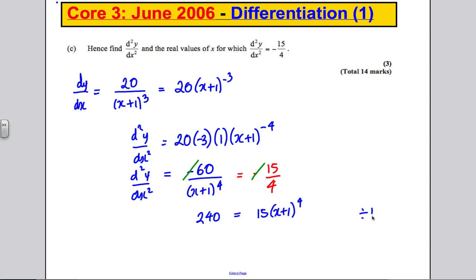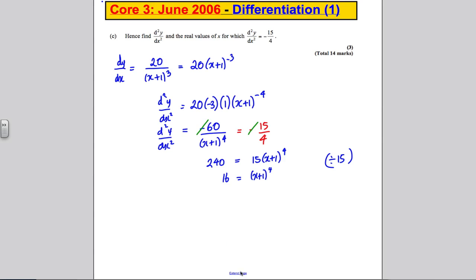Then I would divide both sides by 15, so I would work out 240 divided by 15. 240 divided by 15 is 16, so I would have x plus 1 to the power of 4 is equal to 16. I'm just going to swap this around and say x plus 1 to the 4 is equal to 16.